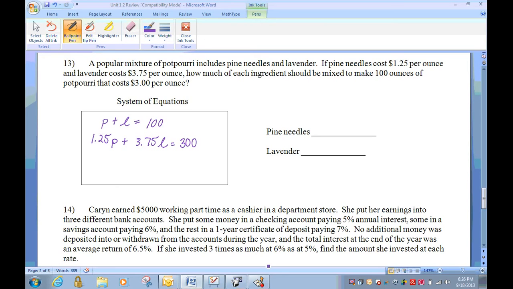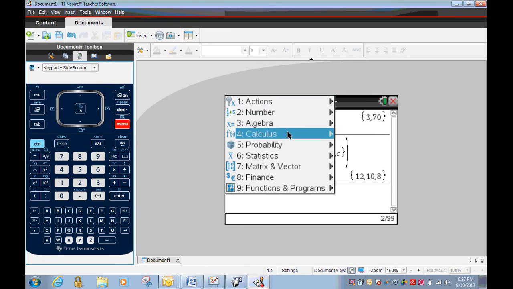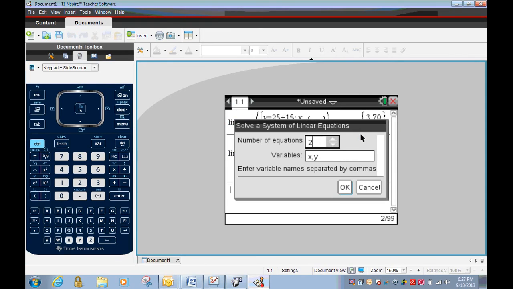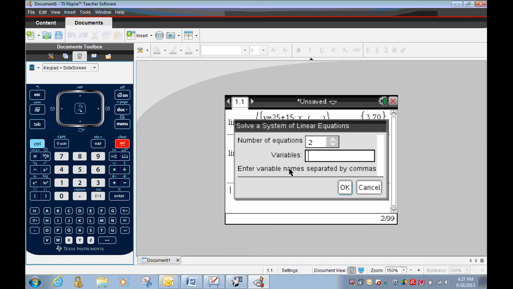All right, so now we go to our calculator again. We go calculator, menu, algebra, solve systems of equations. There are 2 equations here, and our variables are P and L.